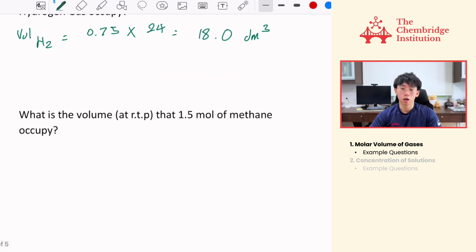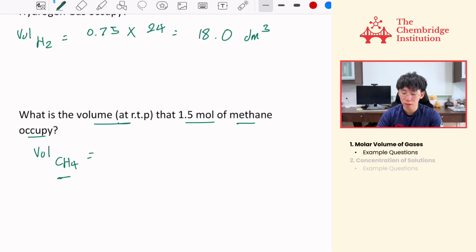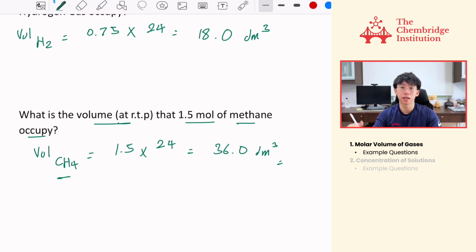Pretty straightforward. Okay, another example. What is the volume at room temperature and pressure that 1.5 moles of methane occupies? The volume that 1.5 moles of methane, which is CH4, occupies. Methane is just any other gas, so this is just 1.5 times 24, and this will give you a value of 36.0 dm³. Again, leave it in 3 significant figures.